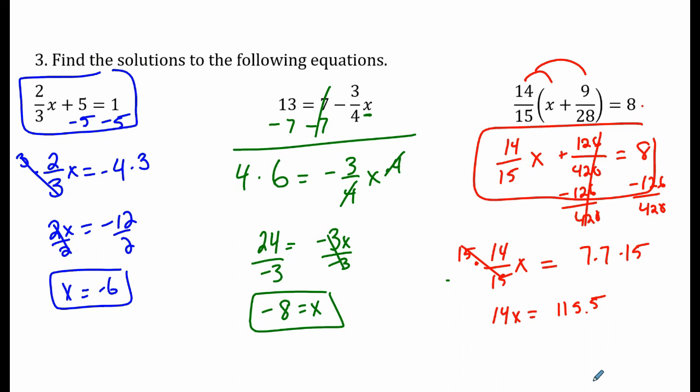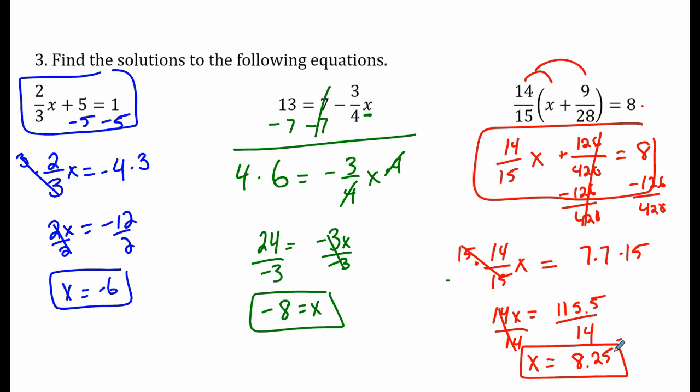And finally, I don't care about 14x, so I'm going to divide by 14 because that will isolate that x for me. And I end up with x equals 8.25. That is my solution to this beautifully looking equation here.